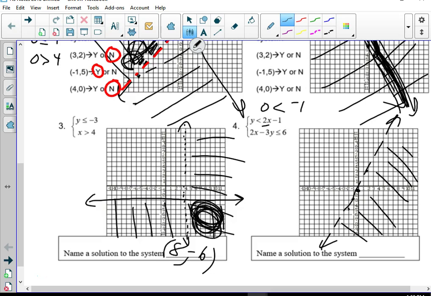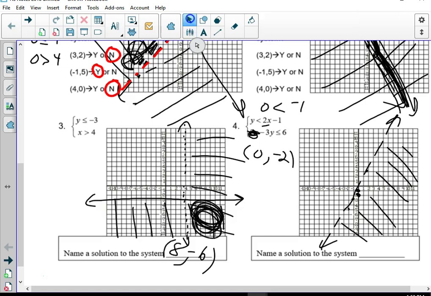Now this one would be a little bit more work. Since y is not by itself, I'm going to do the cover-up method. I'm going to cover up x. So that's going to give me the point 0 comma something. 6 divided by negative 3 is negative 2. So my y-intercept is right here.